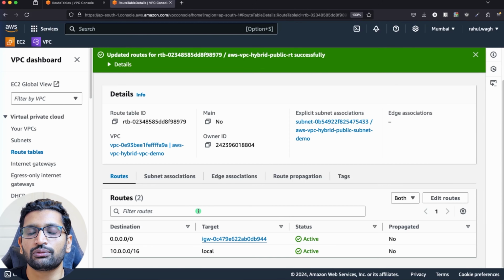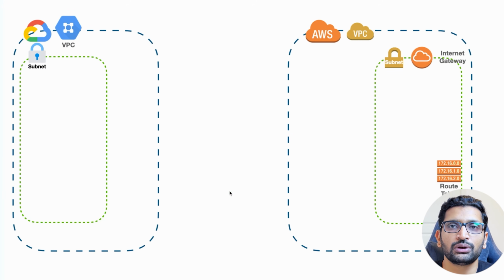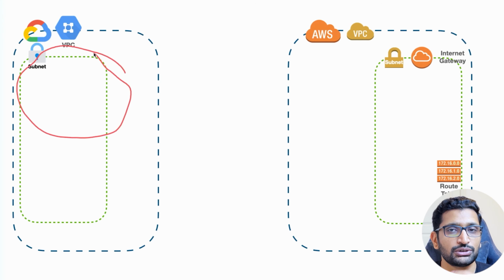And now we will start working on the actual hybrid connectivity setup. Our basic infra is ready from the AWS side. Now you might be wondering, hey Rahul, you have shown the AWS side of things where you have set up the internet gateway and route table, and then associated them with the subnet. What about the Google Cloud side? So I'll show you, Google Cloud side is a bit different from the AWS side, and the networking and the routing setup for the subnet is a bit different.